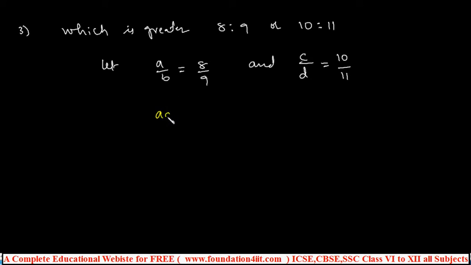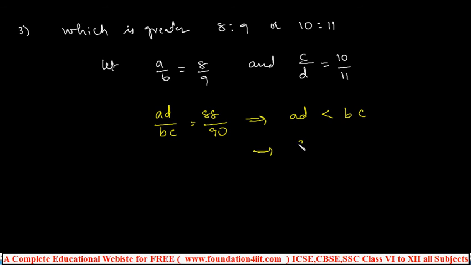And do cross AD by BC, that is 8 into 11, 88, by 9 into 10, which is 90. So from this, AD is obviously 88 and this is 90, right? So AD is less than BC, we know that. AD is 88, BC is 90. So AD is less than BC.